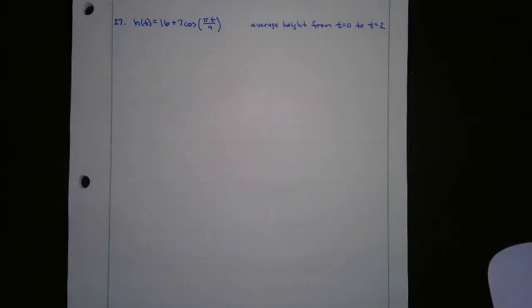So for 27, they're giving you this function for the height of an object suspended from a spring. They're giving you the height function, and it's 16 plus 7 cosine of pi t over 4. And then what is the average height? So H of t is the height, and they're asking you to find the average height. So this is the average value of a function from t equals 0 to t equals 2.